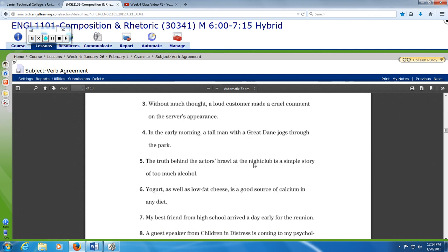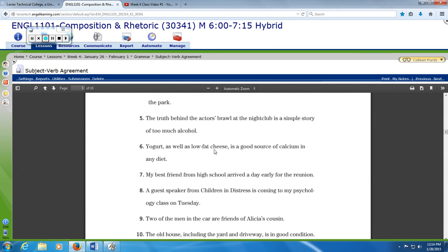The truth behind the actors' brawl at the nightclub is a simple story of too much alcohol. Behind the actors' brawl, prepositional phrase. At the nightclub, prepositional phrase. Of too much alcohol, prepositional phrase. So your essential sentence is the truth is a simple story. Truth is the subject, is a verb, because it's a linking verb. We're describing the truth.